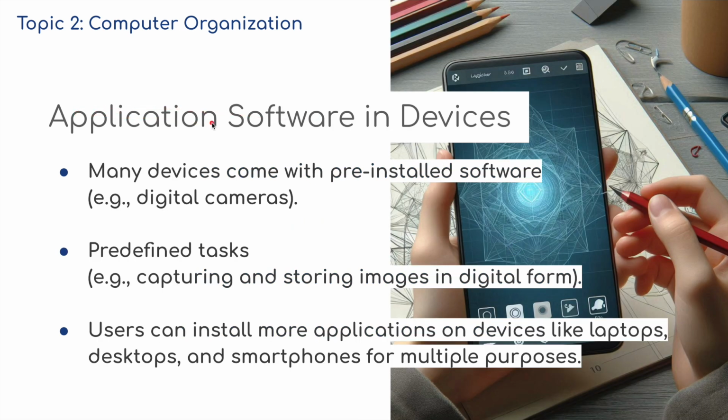Obviously, we don't just have application software on a PC or a Mac. We get lots of apps on mobile phones, iPads, etc. Many devices come with pre-installed software, like a digital camera or an email system on your mobile phone, for predefined tasks such as capturing and storing images in digital format. Users can install more applications, of course, using things like the App Store, onto their laptops, desktops, smartphones, depending on what they want to do with their device. Obviously, things like Snapchat, Instagram, Facebook, social media apps as well.